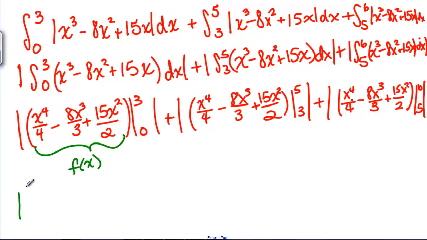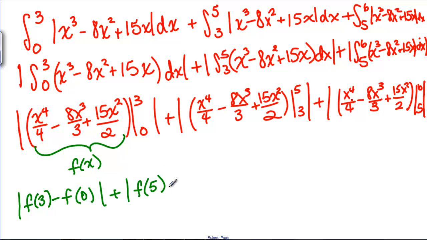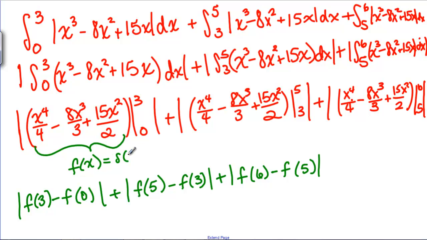Note what we have here. We have the absolute value of f of 3 minus f of 0 plus the absolute value of f of 5 minus f of 3 plus the absolute value of f of 6 minus f of 5. And this f of x, since it's an antiderivative of our velocity function, and our position function is also an antiderivative of our velocity function, then f of x can only differ from our position function by a constant c. So if we were to subtract two f of x's, that's exactly the same as subtracting two position functions, because the c's are going to cancel out.